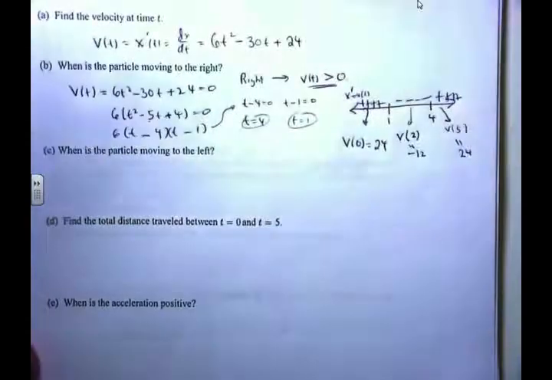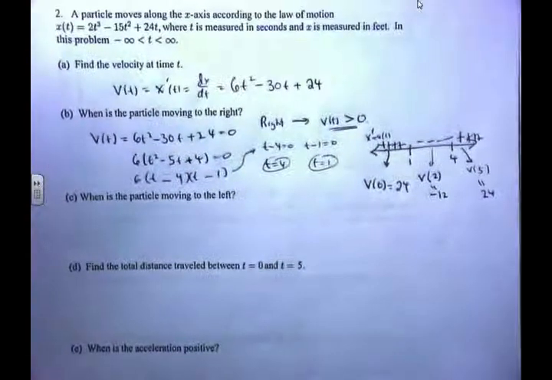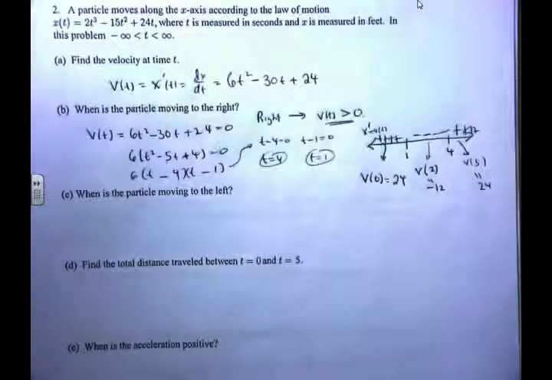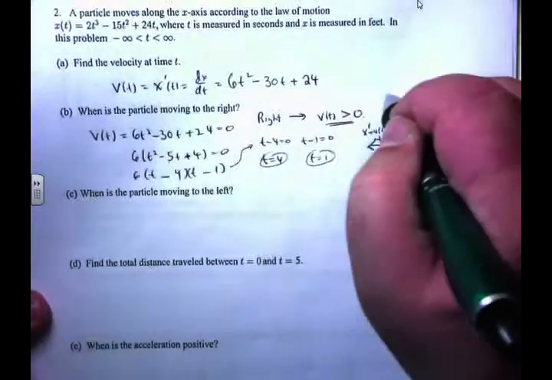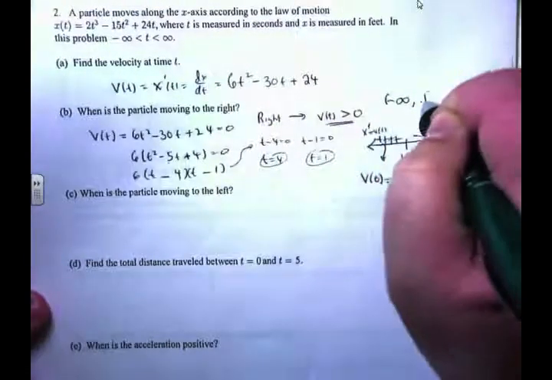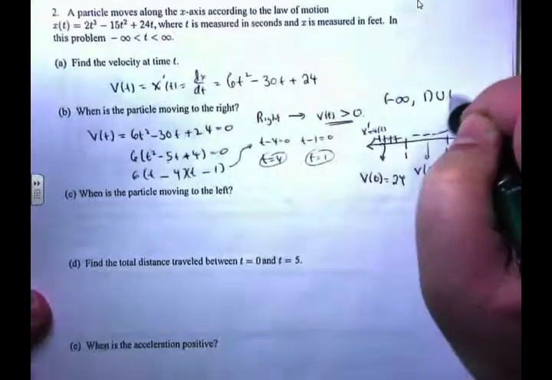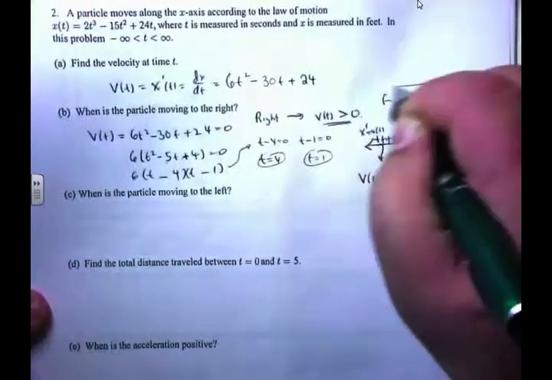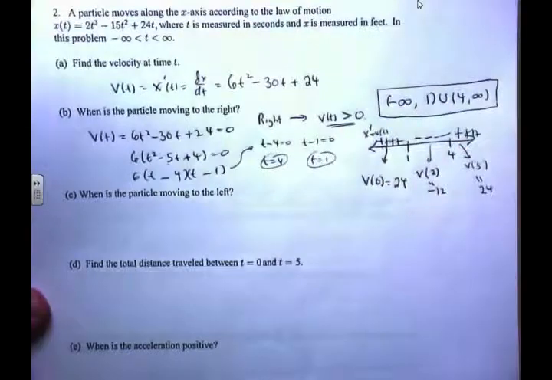So to answer the question, which is, when is the particle moving to the right? Right and up is where the velocity is greater than zero, which means it's what interval? Negative infinity to 1, union 4 to infinity. That is my answer.